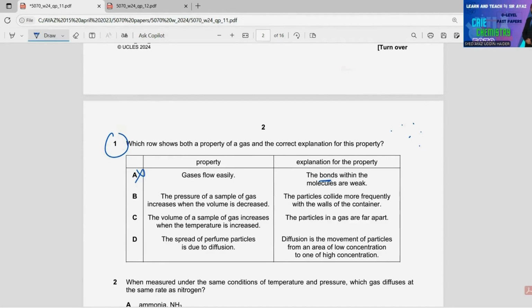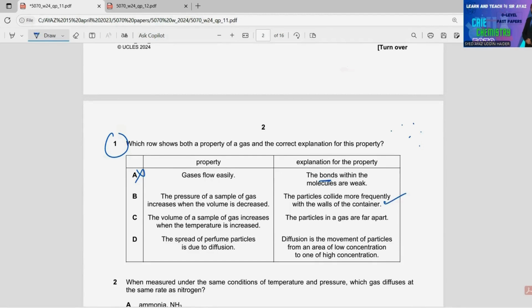The pressure of a sample of gas increases when the volume is decreased. If the volume of gas is decreased, the pressure of a sample of gas will definitely increase because the space between the gas particles will decrease. So what about the explanation? The particles collide more frequently with the walls of the container. Yes, the particles will definitely collide more frequently with the walls of the container. This statement looks correct to me. For your convenience, I'm checking the other statements.